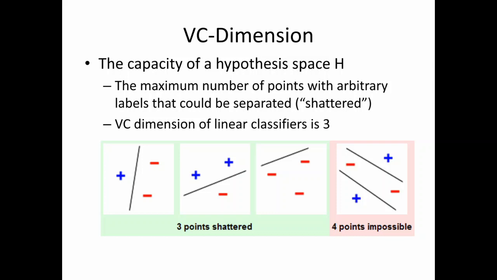For example, the VC dimension of the set of all linear classifiers is 3 because you can take any 3 points and label them however you want. There's always a way to classify them between positive and negative. But if you have 4 points, you could have a situation like here where there's no way to have a single linear classifier that can correctly classify them.